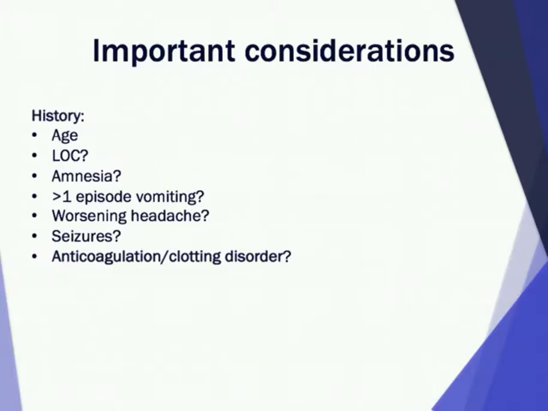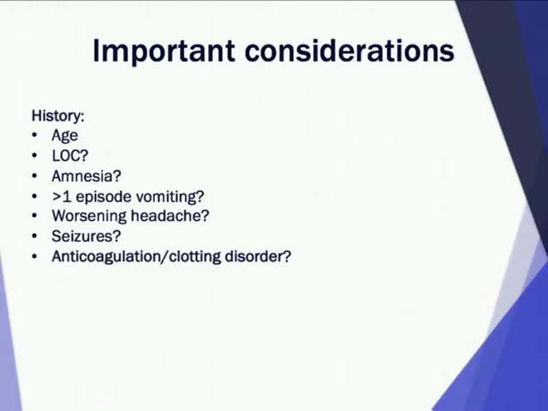But from the history we need to be thinking about how old they are, asking whether they've had any loss of consciousness, whether they remember the events that happened just before the fall, whether they've had more than one episode of vomiting. I also quite like to ask whether they've got any headache that's getting gradually worse since the fall, but also asking things about seizures, and then probably most importantly, whether they're on any anticoagulation or whether they've got a clotting disorder that's not been treated.